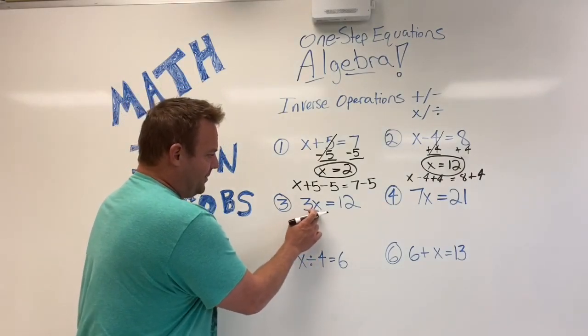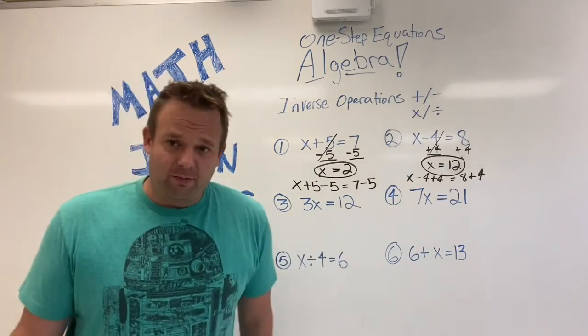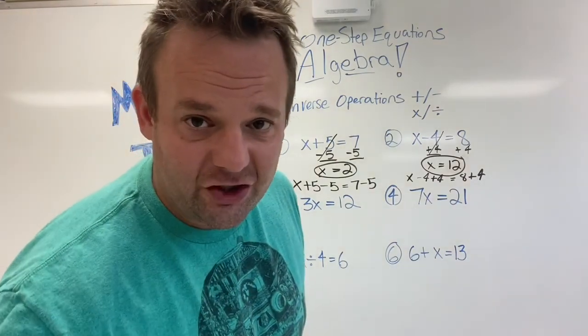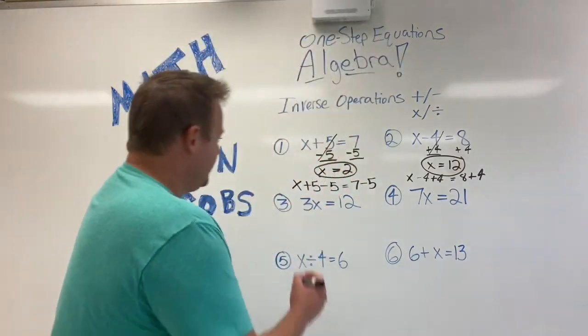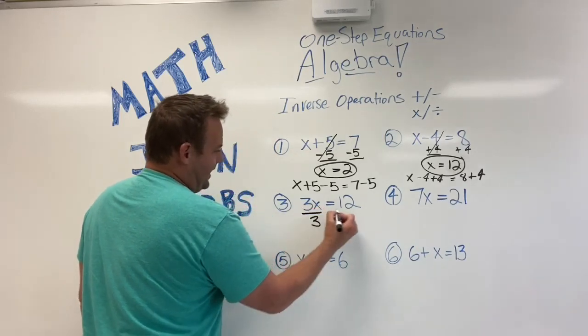Now, 3 times what equals 12? 3 times what equals 12? Well, the inverse operation of multiplying is dividing. And when you divide, I want you to think of a fraction as dividing, okay? So I'm gonna divide by 3 and divide by 3.